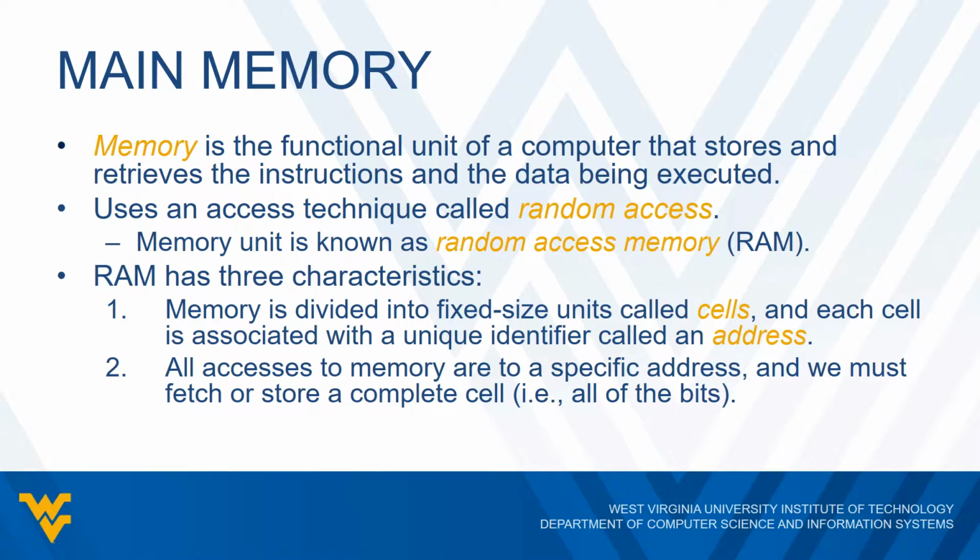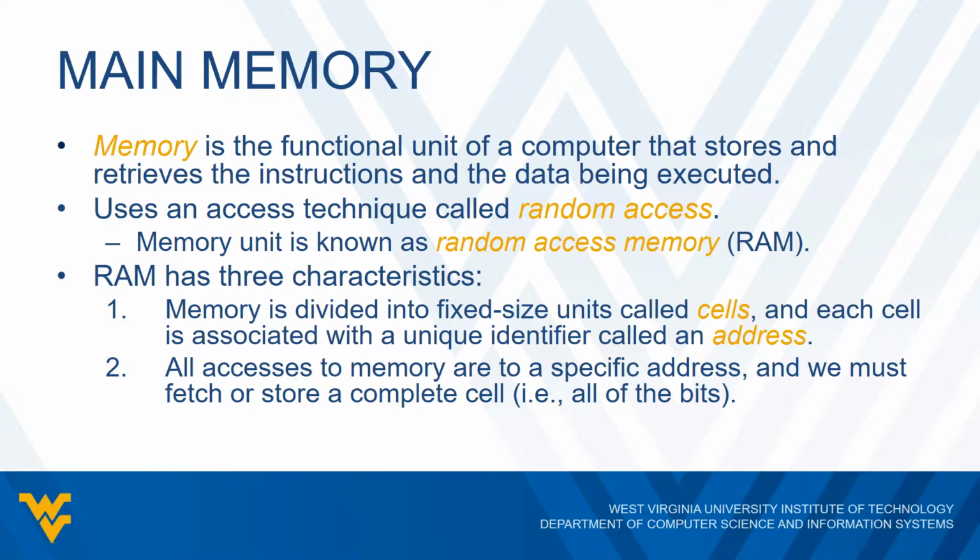The second characteristic is that all accesses to memory are to a specific address, and we must always fetch or store a complete cell. What that means is all the bits in that cell, we're talking about all of them. The cell is the minimum unit of access, so we can't partially store something in a cell. We store something completely within a cell. It's not partial. It's either everything fits in there or none. Now, we might need multiple cells to store something, and that's okay, but we can't partially store something in just a cell.